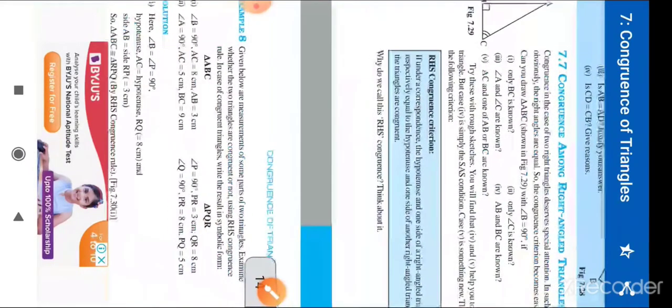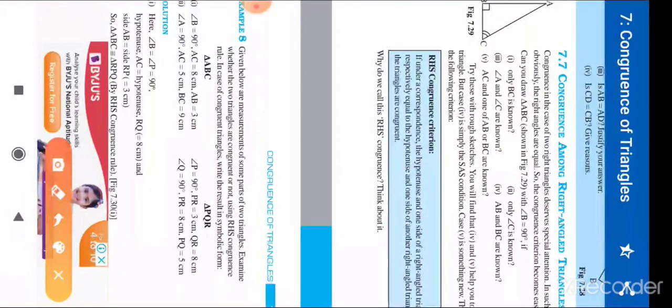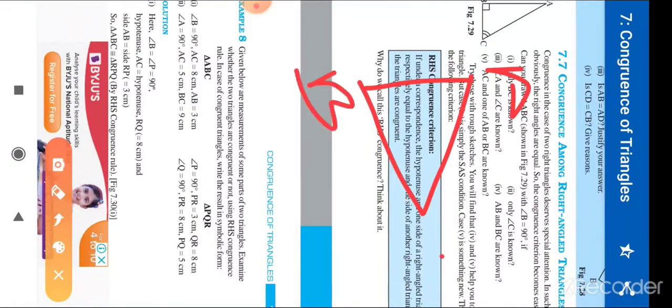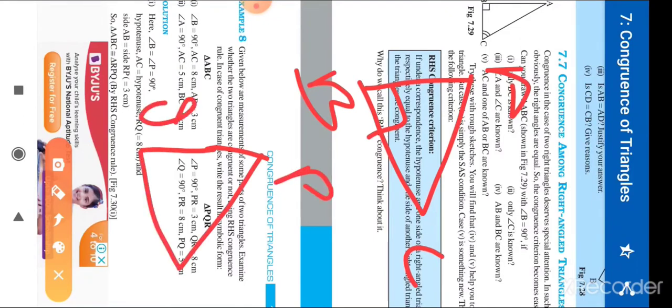So according to this criteria, suppose we have two right angle triangles, triangle ABC and triangle PQR, in which angle B and angle Q are of 90 degrees. So if in these two triangles, hypotenuse AC is equal to hypotenuse PR and another side, suppose BC, is equal to the side QR, then we can say that these two triangles are congruent under the RHS congruency criteria.